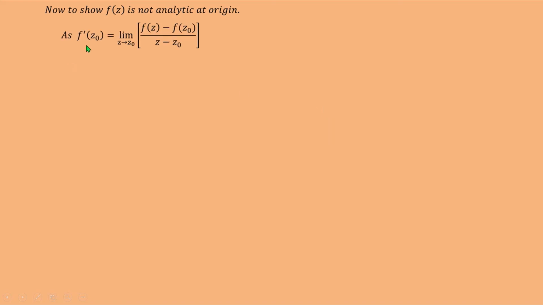As we know, f'(z₀) is equal to the limit as z tends to z₀ of [f(z) − f(z₀)] upon (z − z₀). This limit gives the derivative of f with respect to z at the particular point z = z₀. Now put z₀ = 0, and so we get f'(0) is equal to the limit as z tends to 0 of [f(z) − f(0)] upon (z − 0).